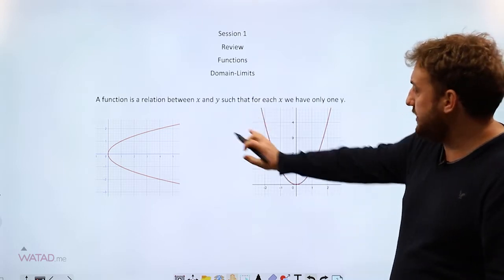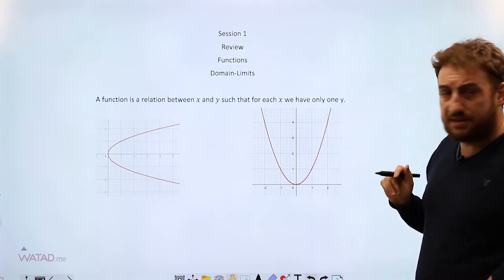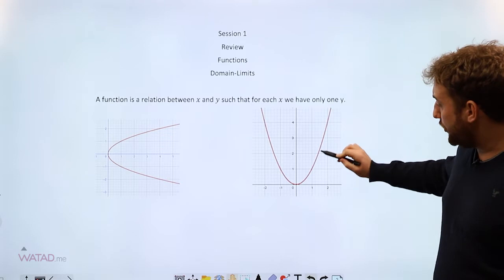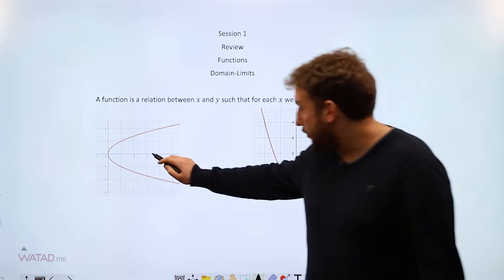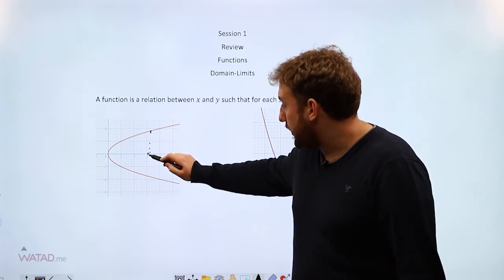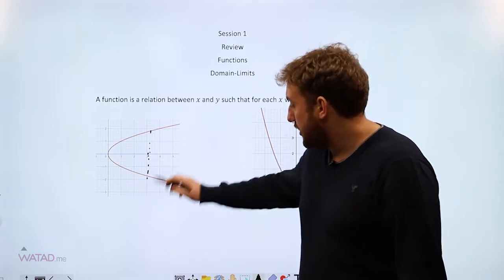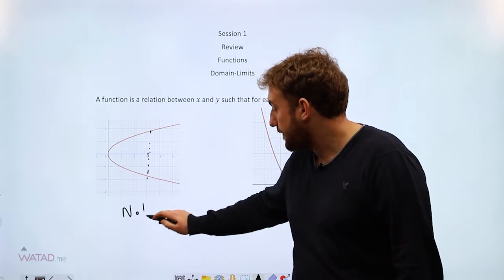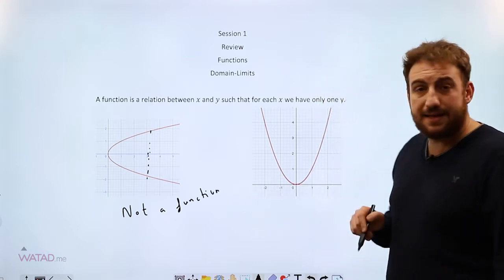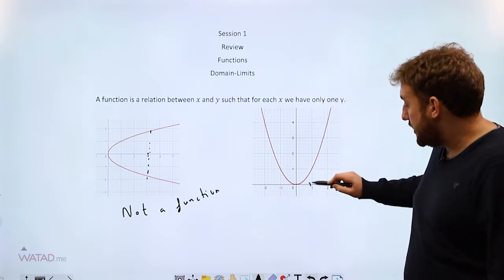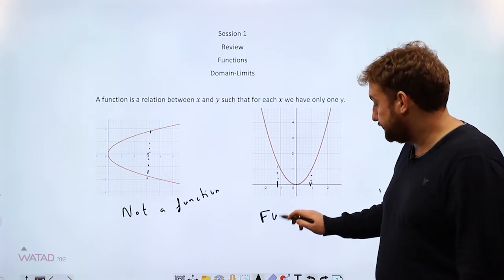So here you see that we have 2 examples. What do you think? Let's think about this. Which one of those is a function? So here you see that for each x you have only one y. However, here you see that for one x you have 2 different y's. Because for one x you have 2 different y's, then this is not a function. However, this example is a function because each x has only one y. So this is a function.